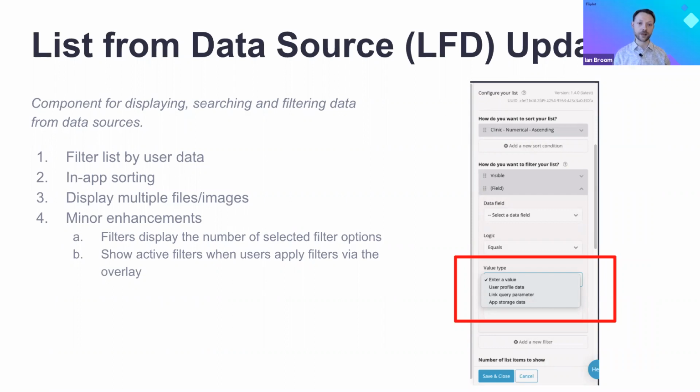The key features that we've added in the last 6 months include the ability to filter the list by user data. You can see in this screenshot, the red box highlights what you can now filter by. For those of you who can't read it, it offers the ability to filter by user profile data, for example, user type or username. It also enables you to filter by a query parameter, which is basically a piece of data you can pass through using the link component. So you can say when somebody clicks, show me all new news items, you can pass that value through and use that to filter a list. And you can also use app storage data.